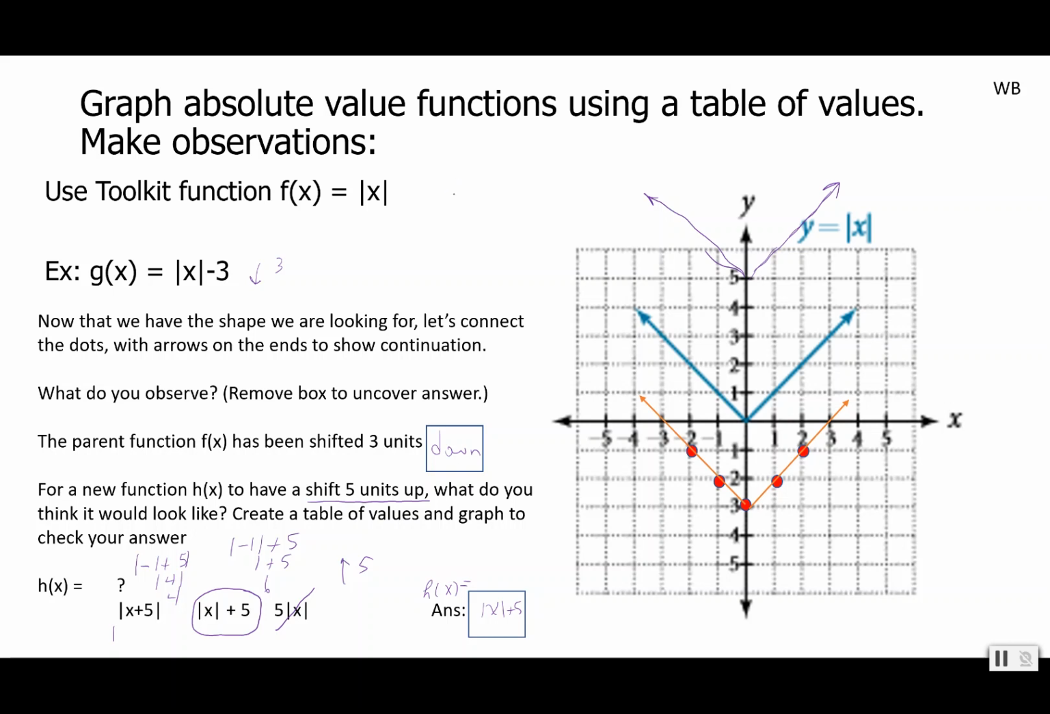So in general, if we have some function g of x equal to the absolute value of x plus c, if it's plus c, we're going to go up c units. If it's minus c, we're going to go down c units. Of course, you don't have to know this rule straight away. You can keep just trying out the numbers and see which ones work. This is a kind of experimental phase that we're going through, but soon enough we're going to get to transformations.